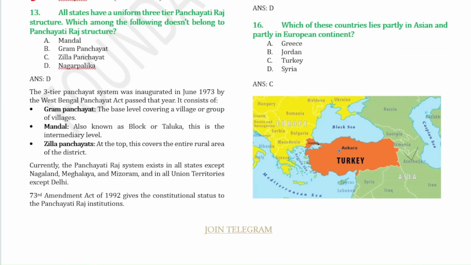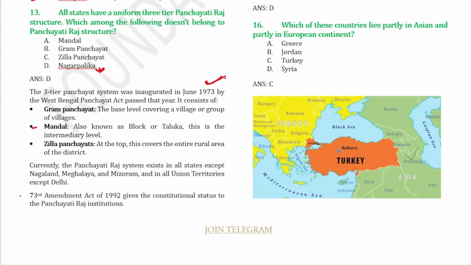Question number 13. All states have a uniform 3-tier Panchayati Raj structure. Which among the following doesn't belong to the Panchayati Raj structure? So we know that Nagar Palika is not a part of the Panchayati Raj structure. Now, this 3-tier panchayat system was inaugurated in June 1973. It consists of Gram Panchayat, Mandal, Zilla Panchayat. Mandal is also known as block or taluka. Currently, the Panchayati Raj system exists in all states except Nagaland, Meghalaya, Mizoram, and in Delhi. So in these states there is no Panchayati Raj system.